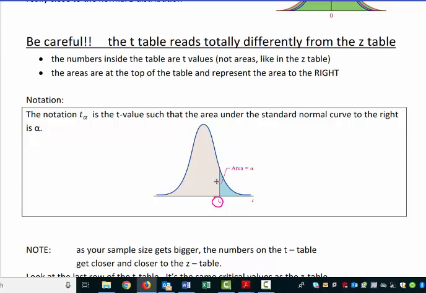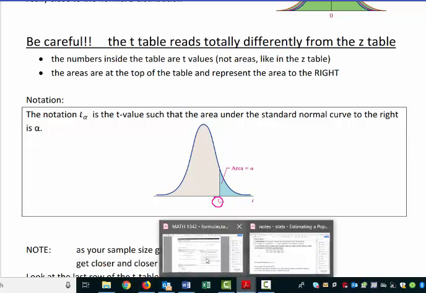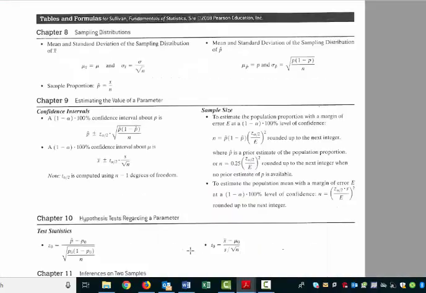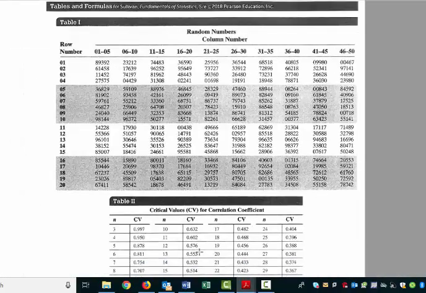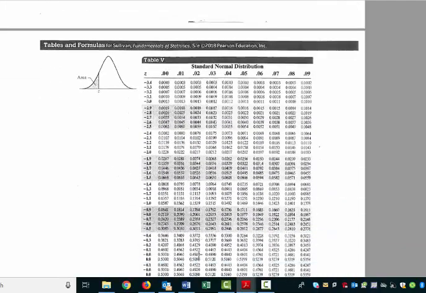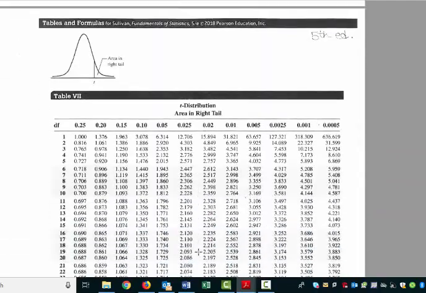But the Z chart reads to the left, the T chart reads to the right. I don't know why they did it, but that's what they did. So unfortunately, we have to just remember that. And you don't actually have to remember it, because it is on the picture when you go to your T. Okay, so there's your Z chart. The next page is your T, and it shows you right here that what you're finding is the area to the right. First of all, the T works off of the degrees of freedom.